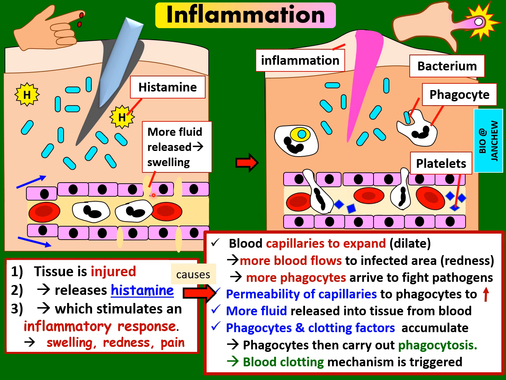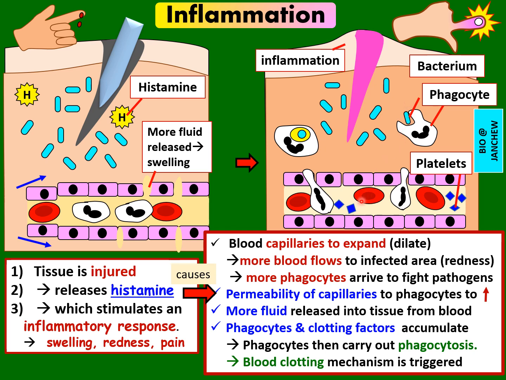More fluid is released into the body tissues from the blood. As you can see here, fluid is coming out. And this will cause the infected area to become swollen. Okay, because of the fluid that accumulates here. Now, other than that, as we said, the phagocytes accumulate here, and they will carry out phagocytosis to engulf and then to digest the pathogens like bacteria.